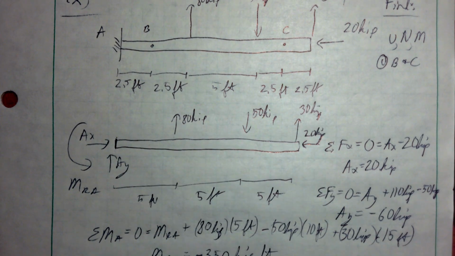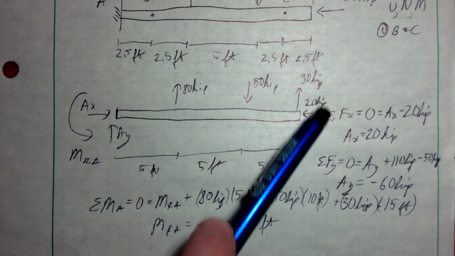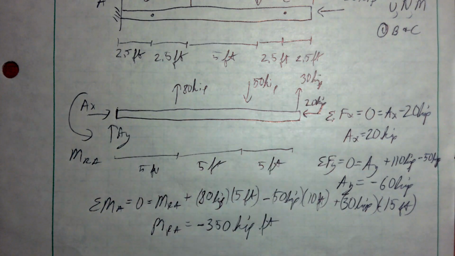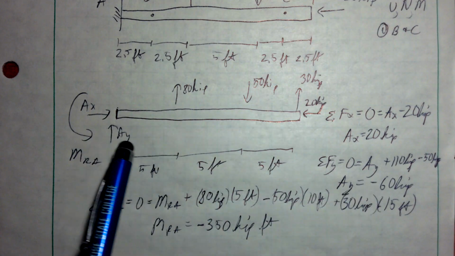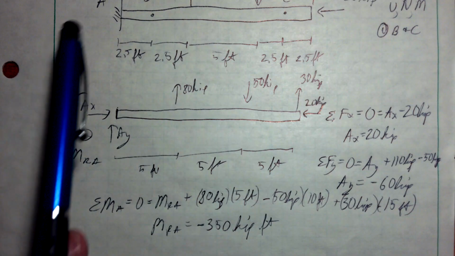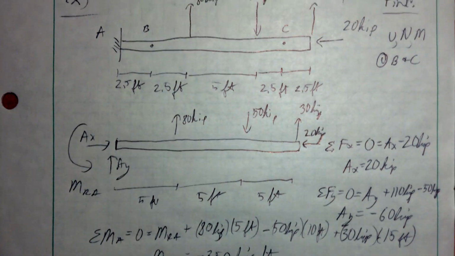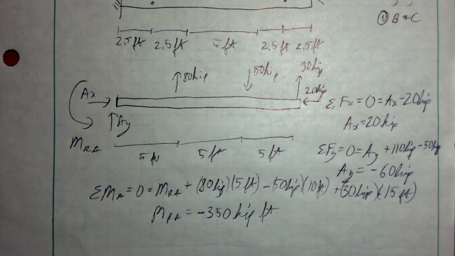So I found my reactions here. I've got the X is just this 20 kip force that's out here at the end. The sum of these is only minus 60, so that's what AY ends up being, is that balance. And then your reaction moment. Don't forget, this is a fixed support here at A. So a fixed support is going to have a reaction moment that we need to find. And that's going to then carry through the rest of our calculations.